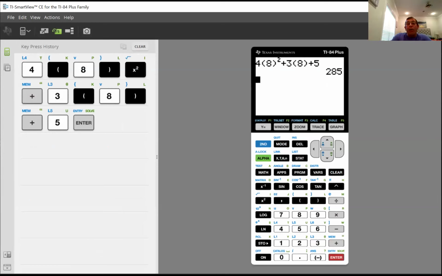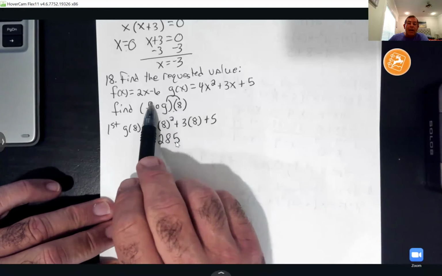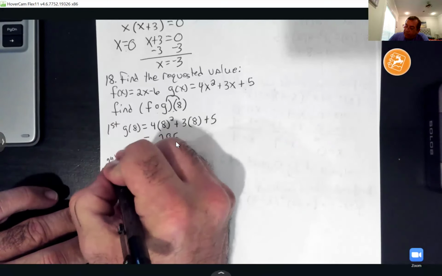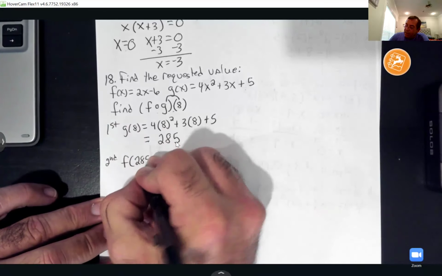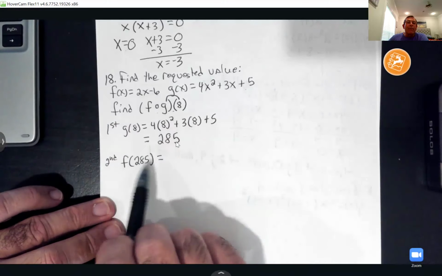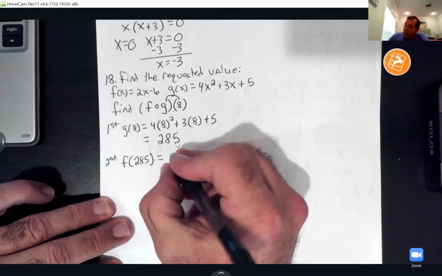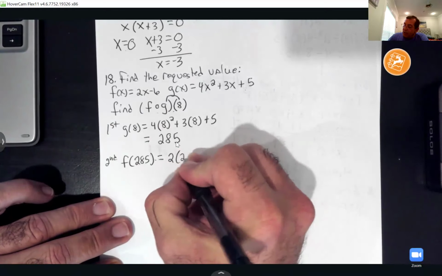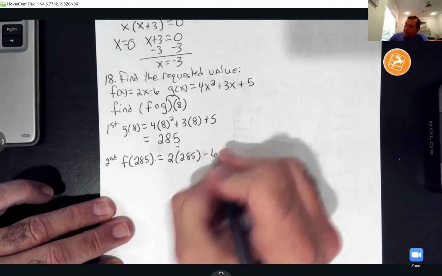All righty, so all we did at this point, we've got g of 8. Now, we got to put this number into the f. So we're finding f of 285. Whoa, that's going to be big too. So now I put the 285 into the f function for its x. So I got 2 times 285 minus 6.